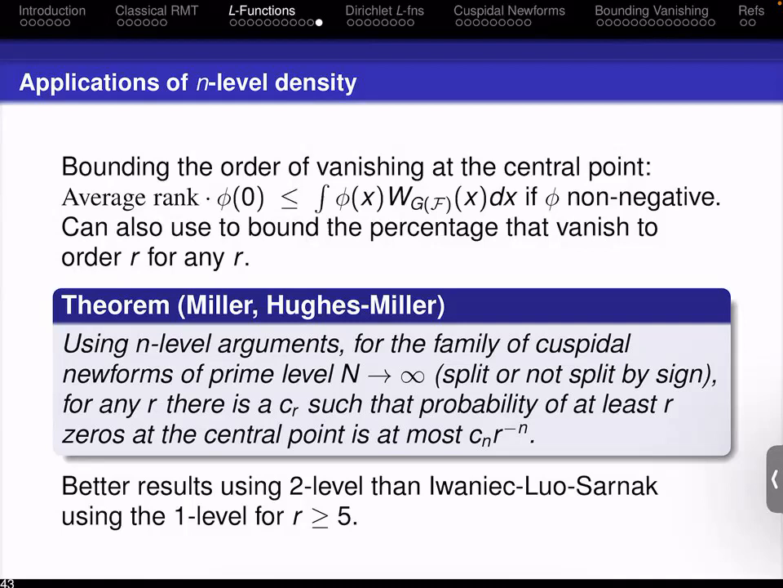The problem is the constant C_n grows. So if you want to use the 2-level or the 3-level or the 4-level, you have to go deeper down before it becomes useful. For example, the first result I got was that at most something like 250% of the forms in the family vanish to rank at least this much. There are easier ways to prove that at most 250% of the time something happens than going through all of these calculations. But eventually the results do become useful.